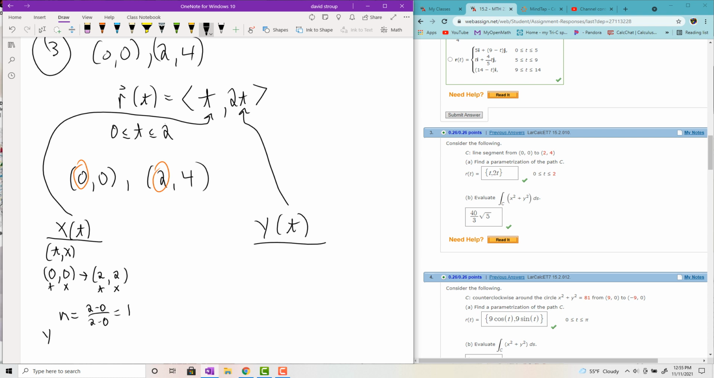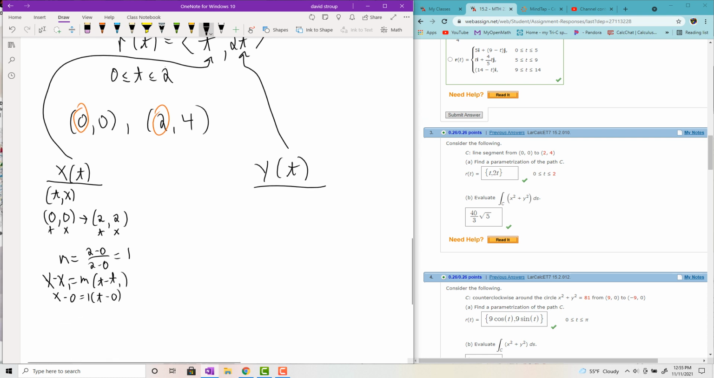And then use x minus x1 equals m times t minus t1. Okay, so you'll have x minus 0 equals 1 times t minus 0. In other words, x is equal to t, and of course that's what we got just by kind of guessing. Right?